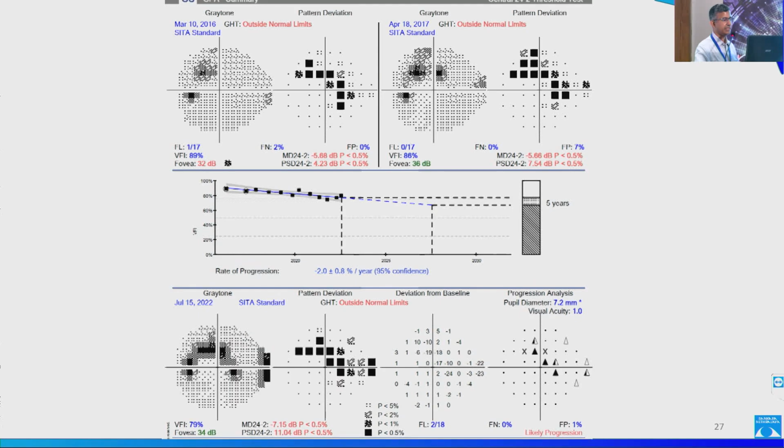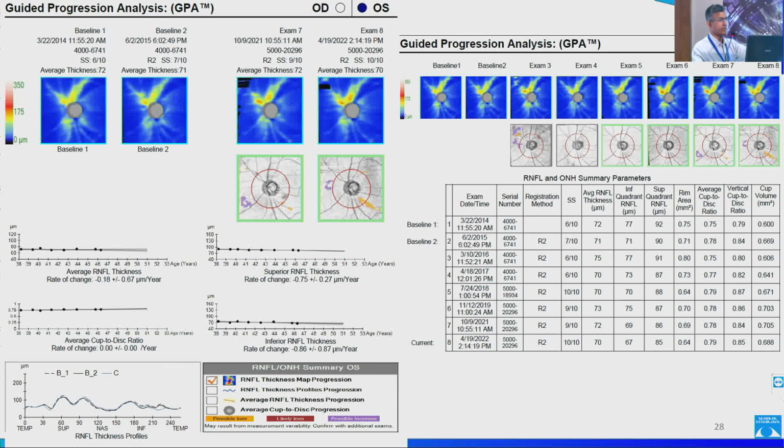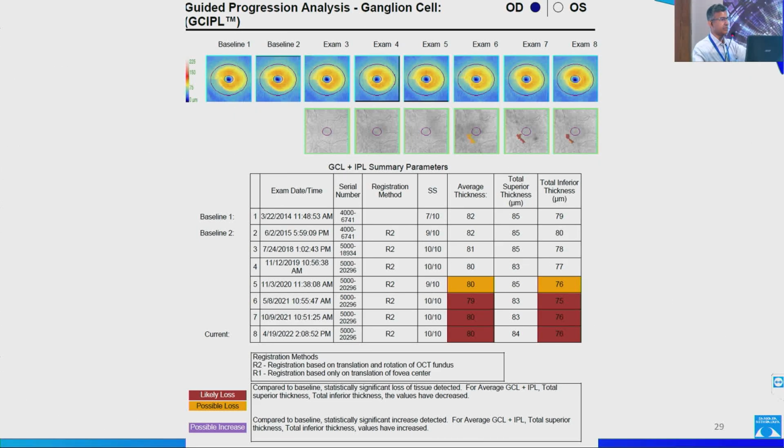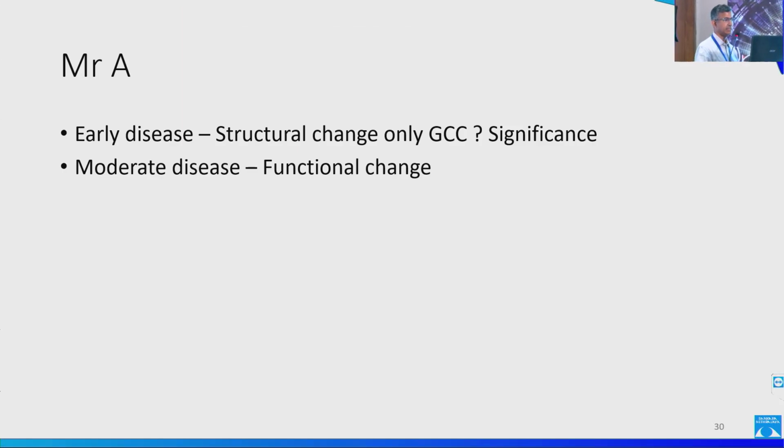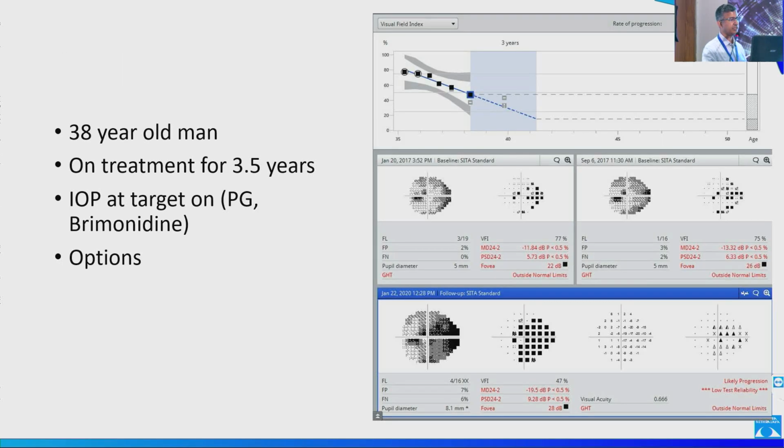These are the disc photos of the other eye, and here you can see he had field defects to start with, which are getting a little worse. His OCT parameters are showing very marginal changes, nothing much. So he is early in disease. We're seeing only structural changes on the GCC. We're not really sure what the significance is because we're not seeing anything on the visual fields, but he has moderate disease and functional change on that. So the thing to remember here is this is also progression. He has a family history, he has documented progression, and we escalated treatment for him.